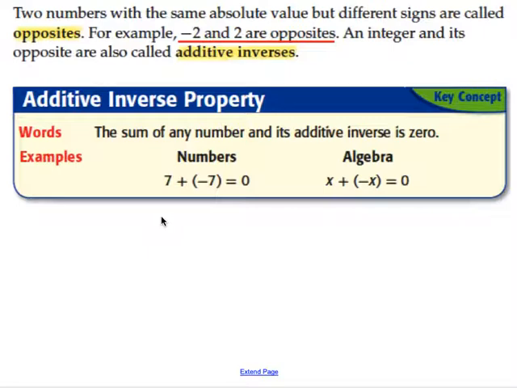Another property you need to be aware of and understand is the property of an additive inverse. And to understand this property, you need to know what opposites are. Two numbers that have the same absolute value but different signs are called opposites. For example, -2 and +2 are opposites. So any number with its opposite, when you add them, gives you 0. So we say that an integer and its opposite are called additive inverses. Any number that you add to its opposite will give you 0. Pretty simple, basic concept.